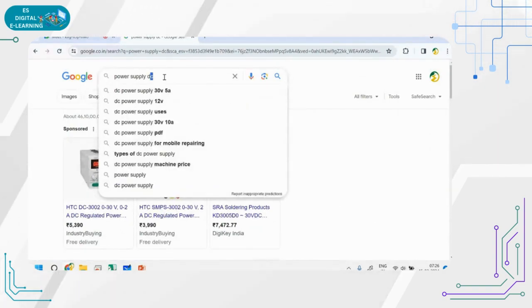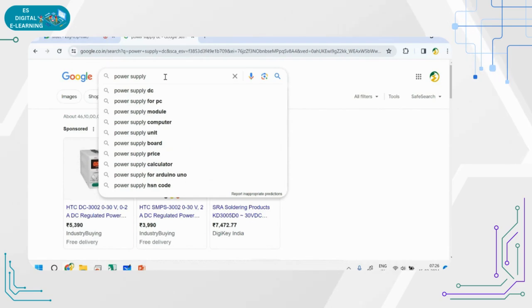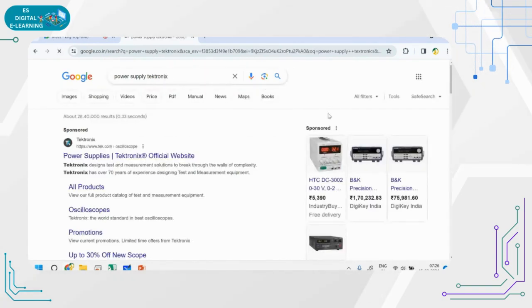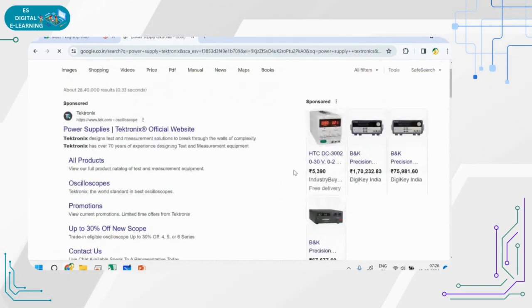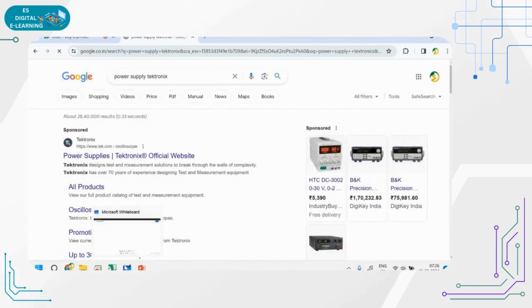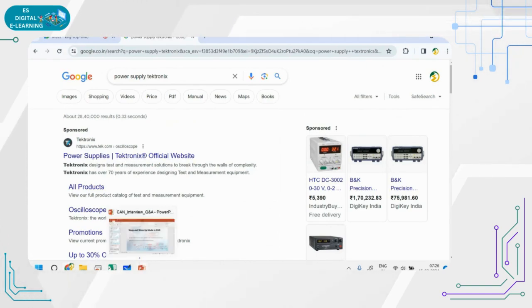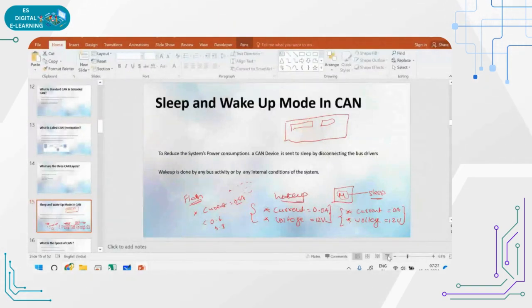Sometimes they will ask you what type of power supply, which company you are using. So you can say Tektronix power supply. This is a good power supply. You can say this Tektronix. They are selling oscillators, function generators, power supplies, many things they are supplying. Okay, is it clear?